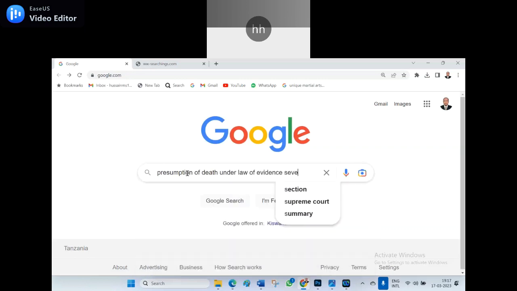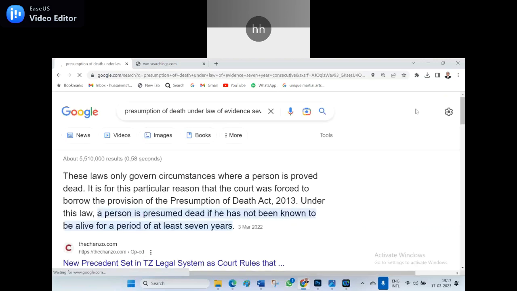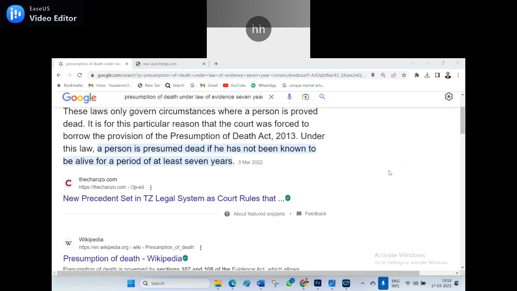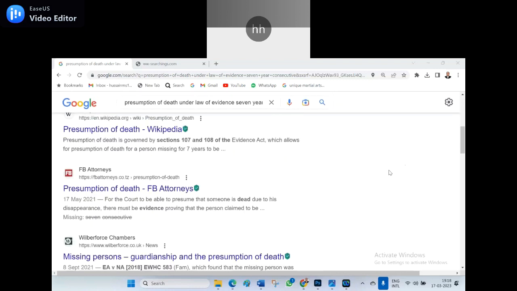If not seven years, seven years consecutive, that is the more important, consecutive. So that is another factor. These laws only govern the circumstances where a person is proved dead. It is for the seven years. For this particular reason the court was forced to borrow the provision of the Presumption of Death Act 2013. Under this, a person is presumed dead if he has not been known to be alive for a period of at least seven years.